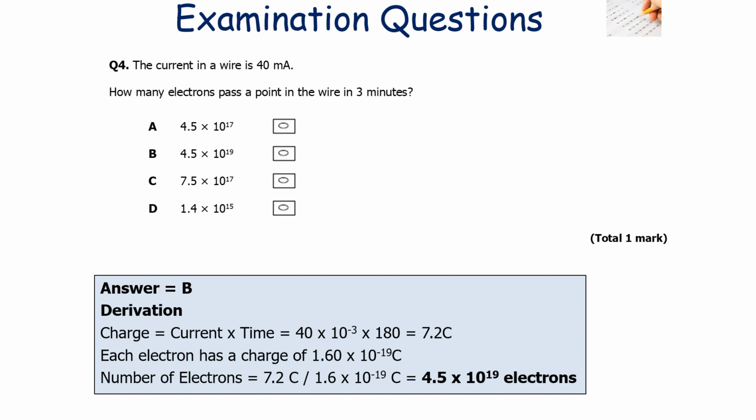Now we know the equation is charge is equal to current times by time. That's a very famous equation which you are given in your exam, but hopefully you can remember from GCSE physics. The important thing to note is in physics we don't use minutes, we use seconds. So we've got to convert our 3 minutes into 180 seconds. So we do our current, which is 40 milliamps, so the milli turns into just 10 to the minus 3, times by your time in seconds, gets you 7.2 coulombs for your charge.